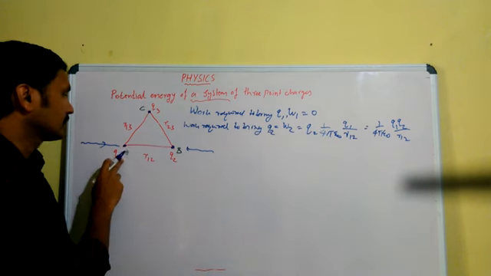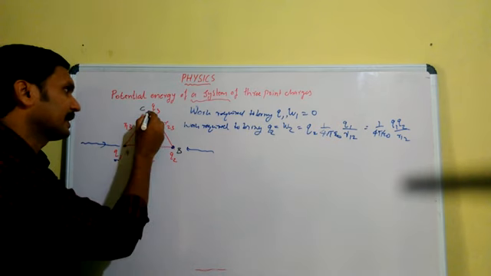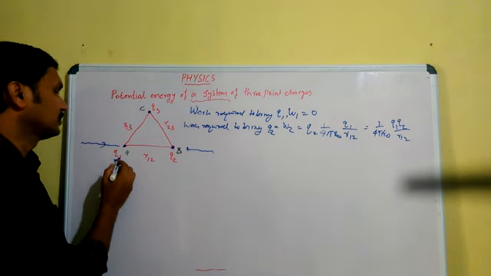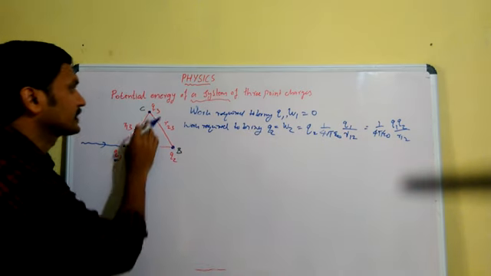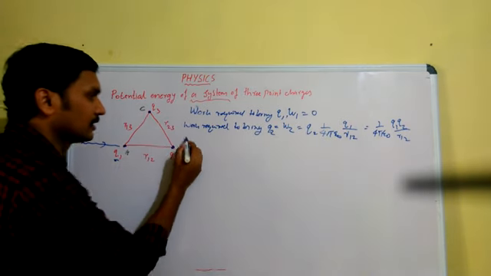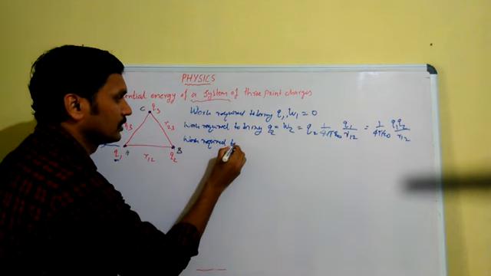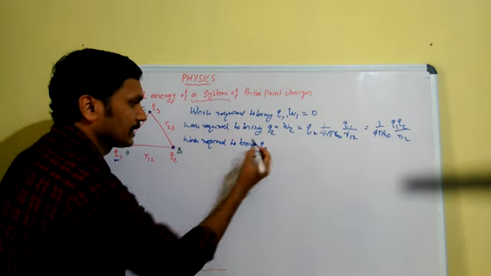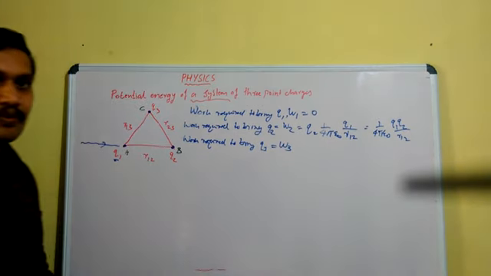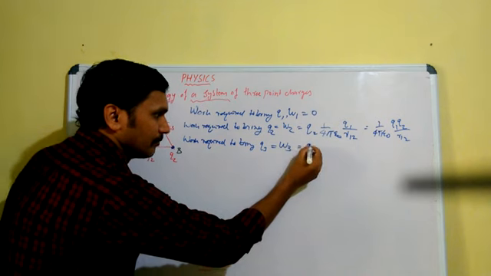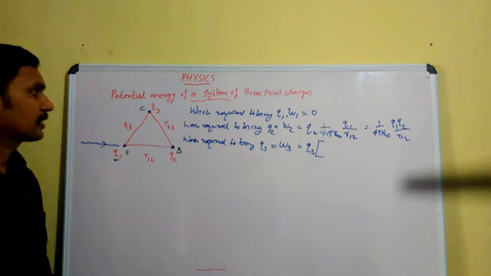We already brought Q1 and Q2 and placed them at A and B. Now at this point C, there are potentials due to Q1 and Q2. So the work required to bring Q3, which we write as W3, is equal to the charge times the total potential at C.